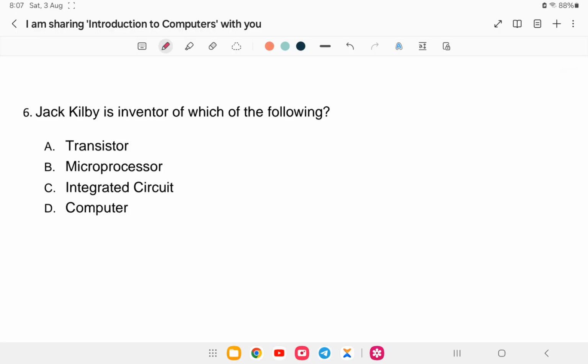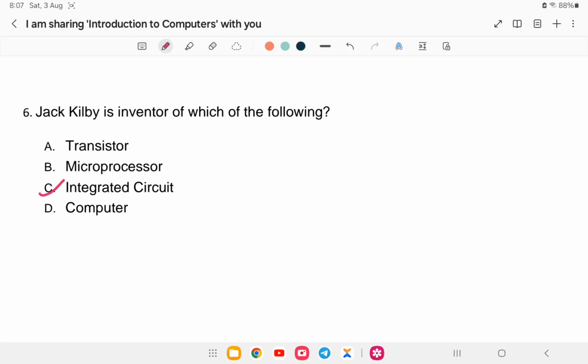Question number 6. Jack Kilby is the inventor of which of the following? Is it A. Transistor, microprocessor, integrated circuit, or computer? So Jack Kilby is the inventor of the integrated circuit, option number C.